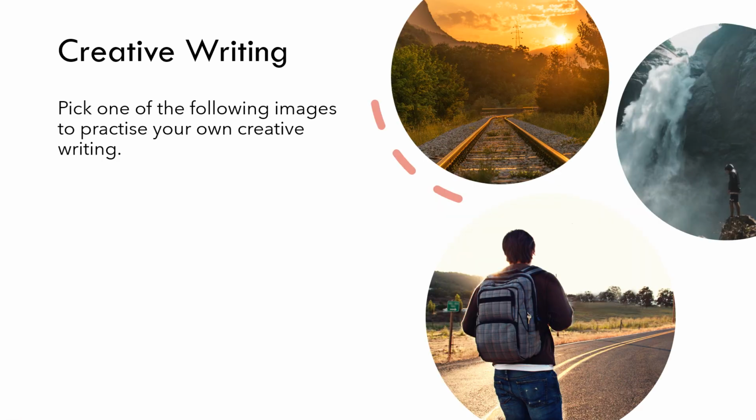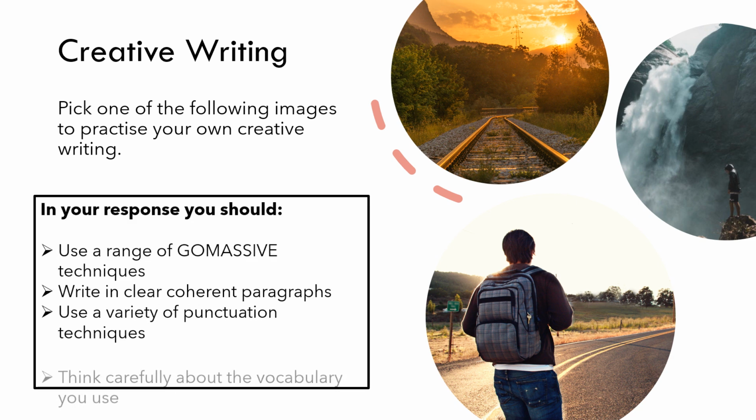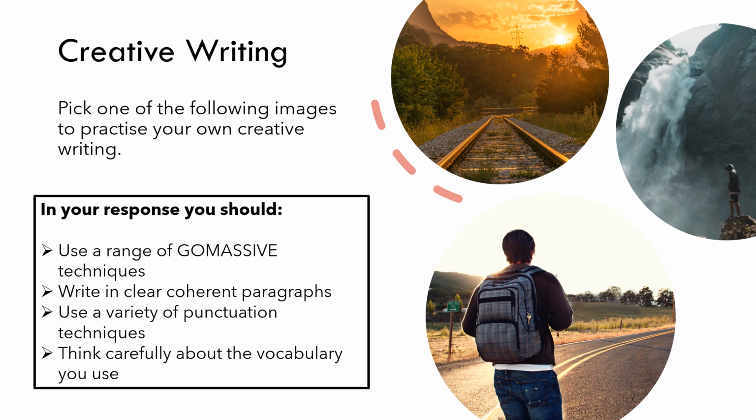If you would like to have a go at some creative writing, there are 3 different images here that you could have a go at. If you want to carry on and do a similar response to the example that you saw on the previous slide, then that one's available for you. And I've included 2 other images that might be helpful as writing prompts as well. If you do attempt your creative writing, just remember to include the same things that we went over first of all to make sure that your writing is engaging. So again, just to refresh, use a range of Go Massive techniques, write in clear, coherent paragraphs, use a variety of punctuation techniques, and think carefully about the vocabulary you use.